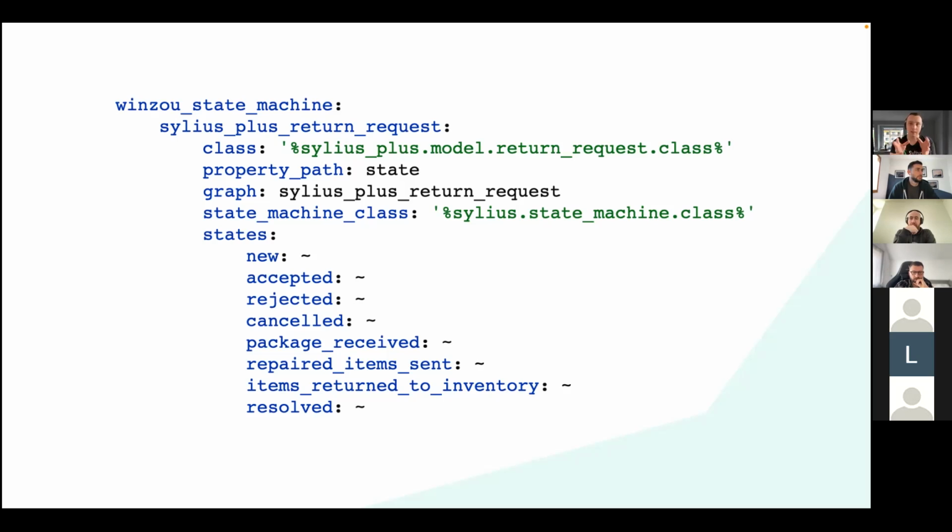This particular return request may be new, which means that the customer just requested returns, accepted or rejected, and cancelled. But then, if the package is accepted, you may also have states like package received. If you already received it from the customer, you may send repaired items if repairment is the selection of your solution. You may return items to inventory, and at the end, you may mark it as resolved if you decide that that's all you want to do with this particular return request.